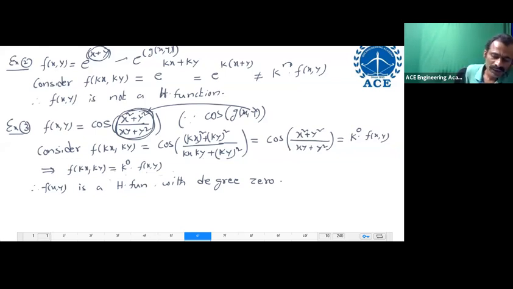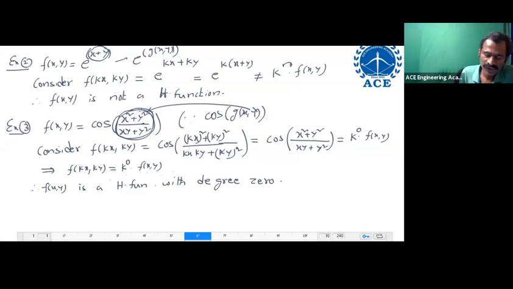In the second example, the inner function is a homogeneous function with the degree 1. That is why the exponential is not a homogeneous function. In the third example, the inner function is a homogeneous function with the degree 0. That is why the cos function is a homogeneous function with the degree 0. Remember this point. For any transcendental function, if the inner function is a homogeneous function with the degree 0, then only that transcendental function will be a homogeneous function with the degree 0. Otherwise, not a homogeneous function.